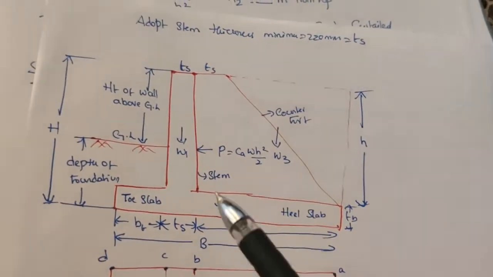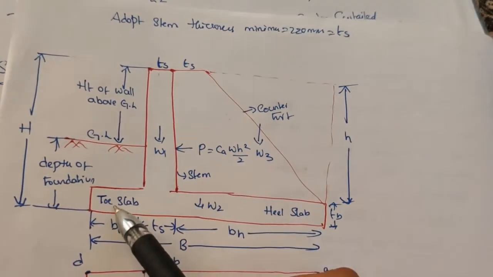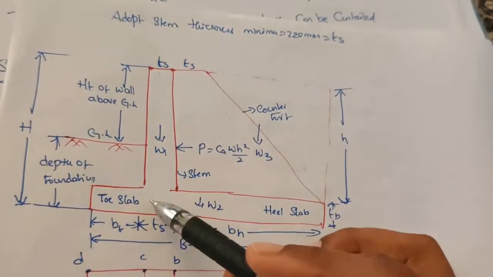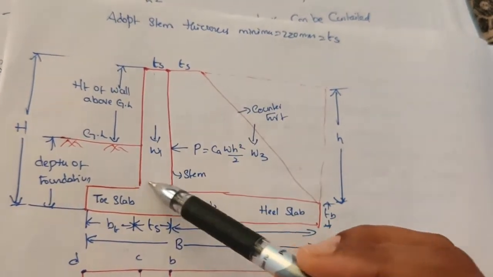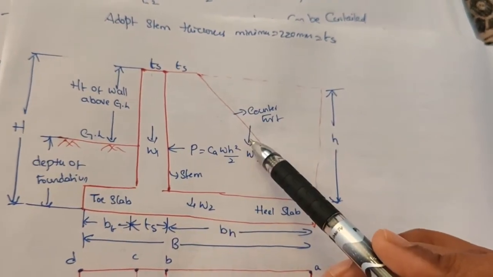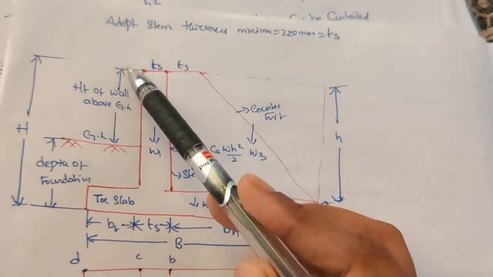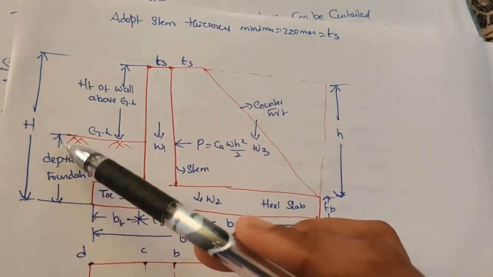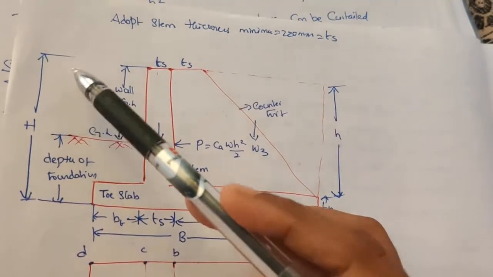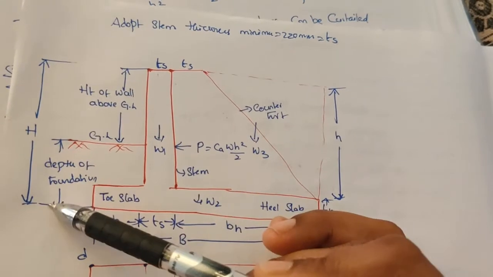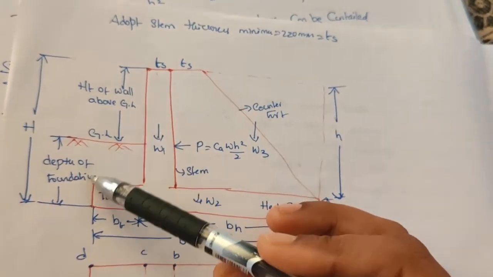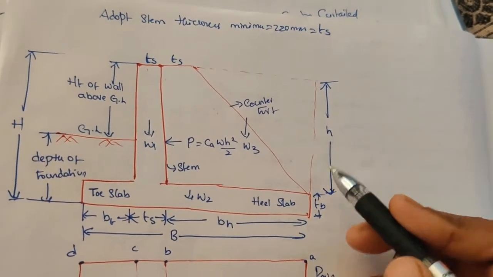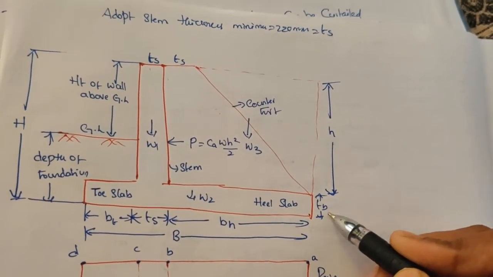When you see here, this one is the stem, this one is the toe, this one is the heel, and this one is the counterfort. This is the complete cantilever retaining wall provided with counterforts, nothing but the counterfort retaining wall. Here is the height of the wall above the ground level, and this one is the depth of the foundation. In step 2, when finding the dimensions, capital H is the overall height, equal to the height of the wall above the ground level plus the depth of the foundation. When you want only the stem height, you have to subtract the slab thickness.